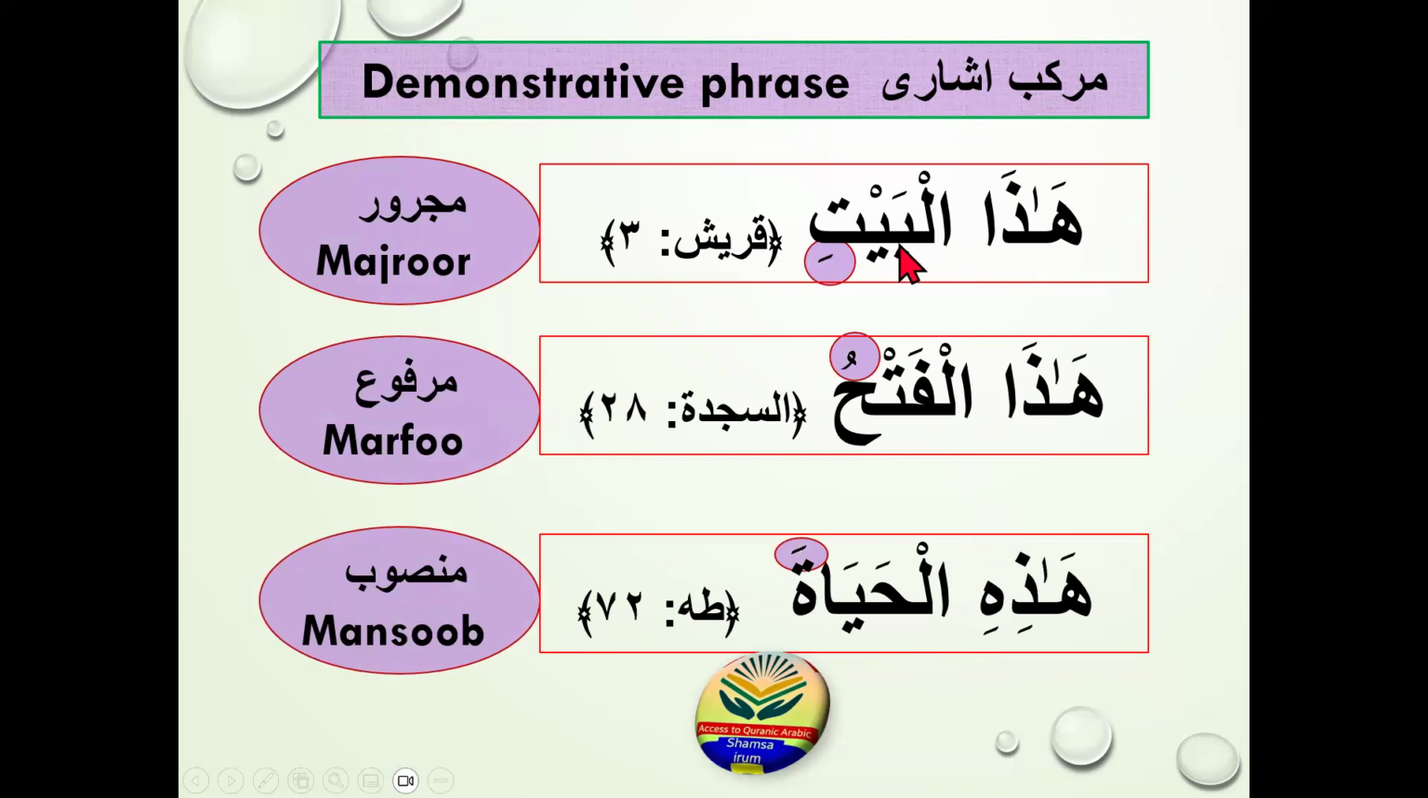I didn't say that this is the Arab only for the musharun ilayh. This is the Arab for the whole murakkab. This is majroor because the whole murakkab is majroor. We will say the whole murakkab is majroor. This whole murakkab is marfu, and the last one, the whole murakkab is mansub.